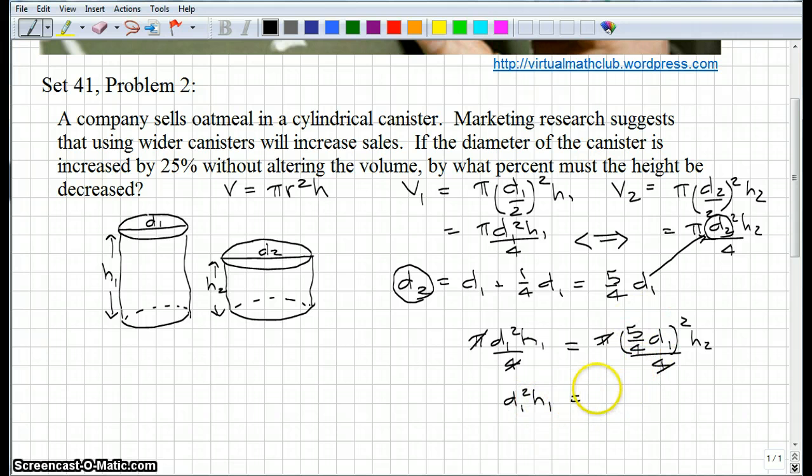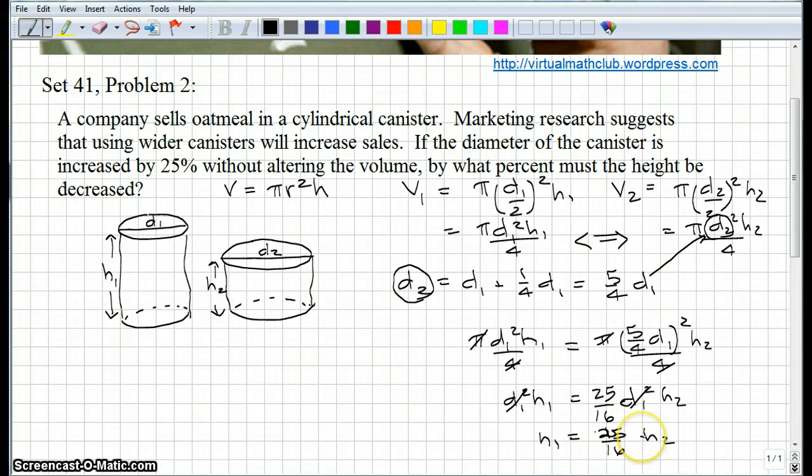And so we have D1 squared H1 is equal to, now let's square this in here, 25/16 times D1 squared times H2. Again we have D1 squared on both sides, so if I divide both sides by D1 squared, I can get rid of that as well. So now I have H1 is equal to 25/16 H2. So we have H1 in terms of H2.